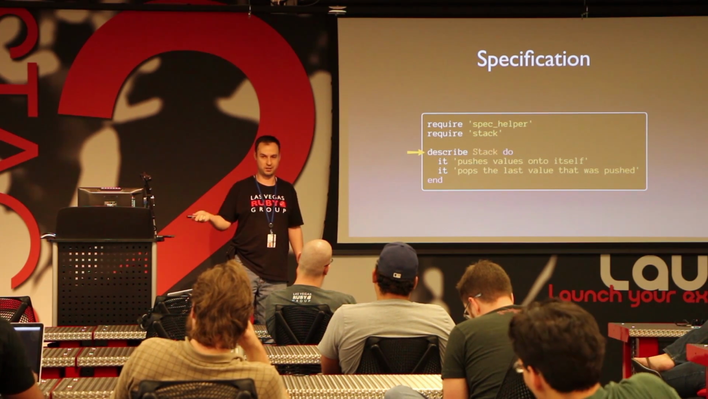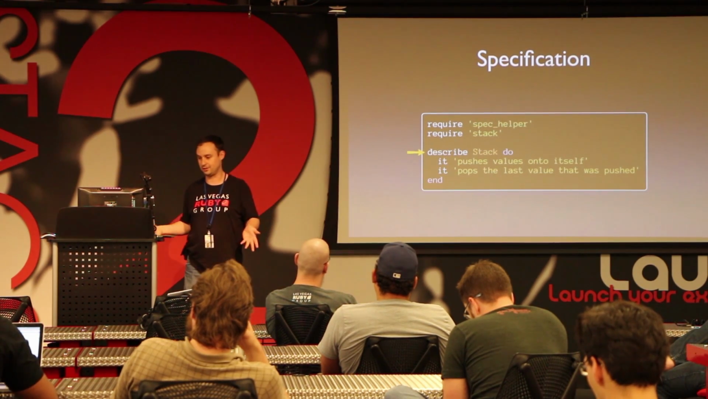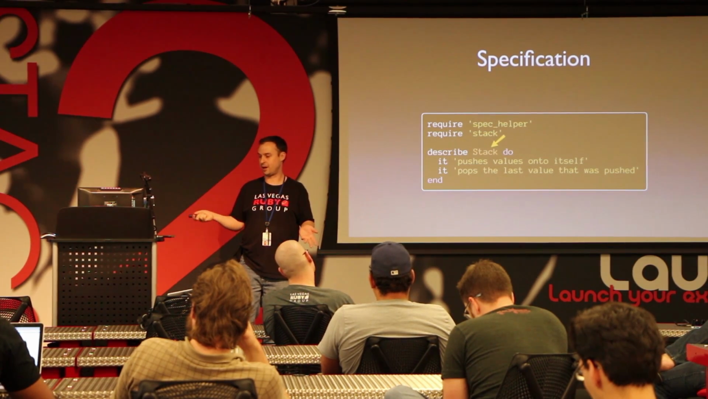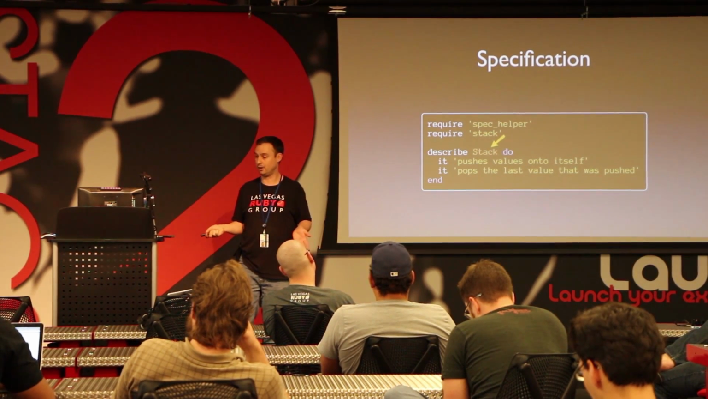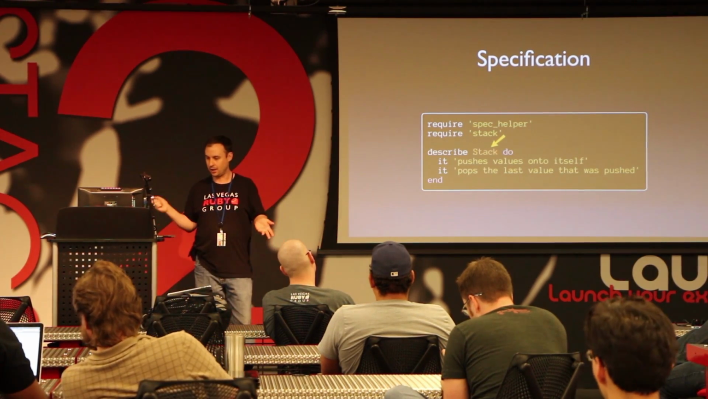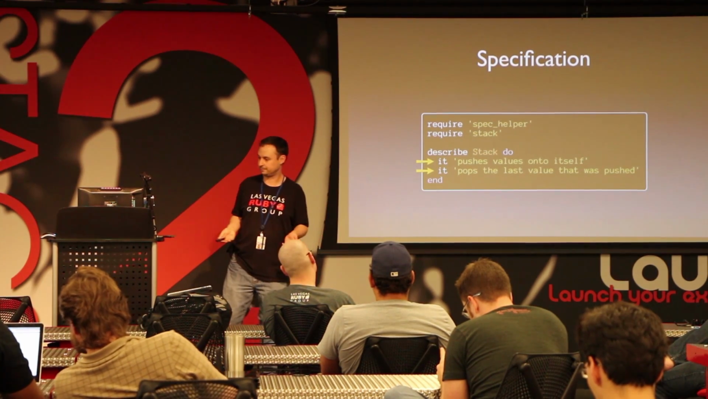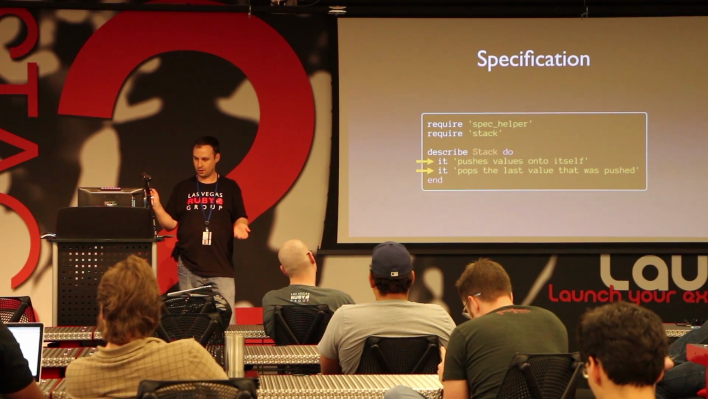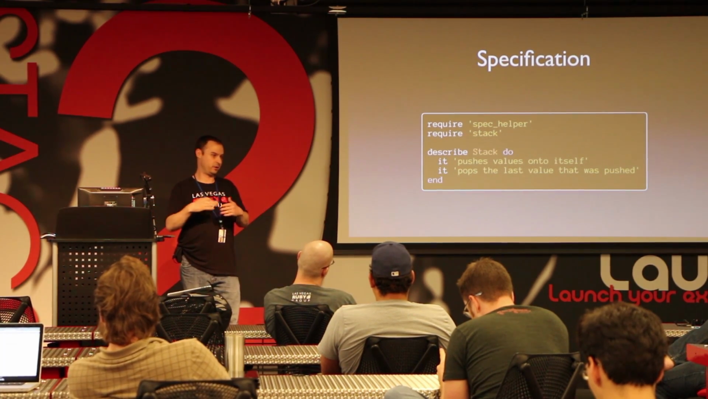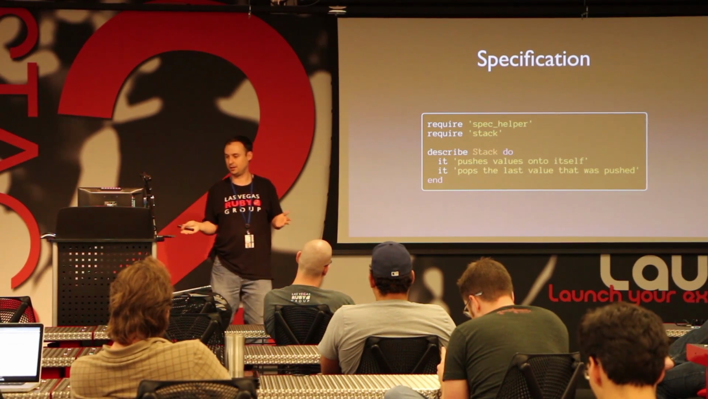Remember I said the specification describes expected behavior, and it actually does that using the word describe. So you say describe, you say what you're describing. Normally you'd start with a class, but this can actually be a string. And then you have examples of what the thing you're describing should do. And like I said, these examples are empty. They're just the header of the example. They don't have a body, so they're actually pending examples.